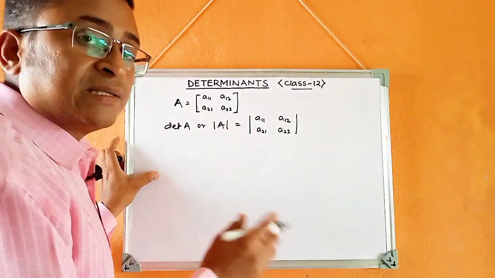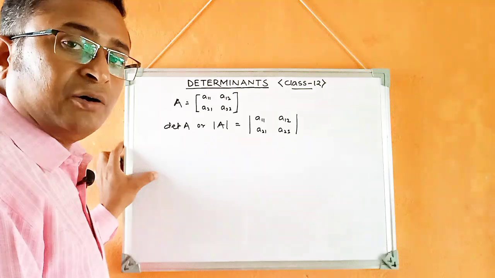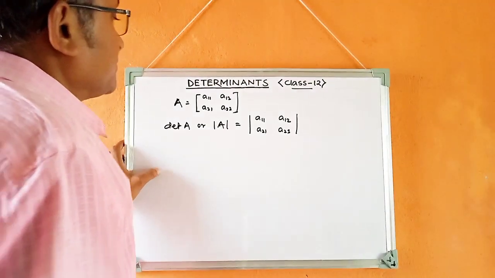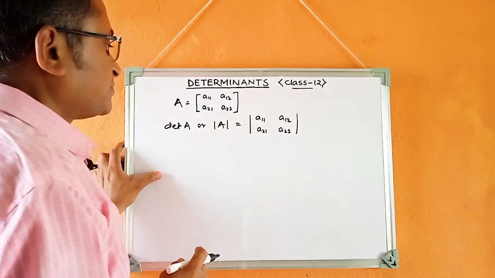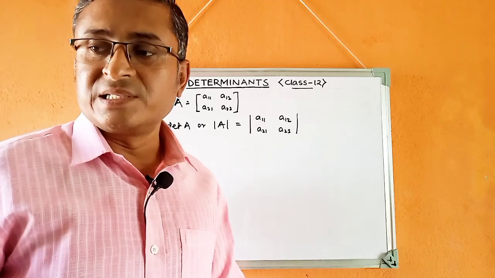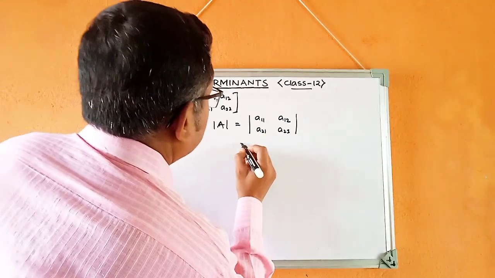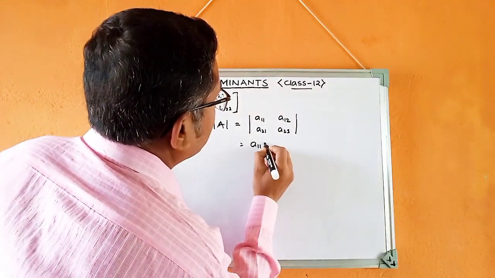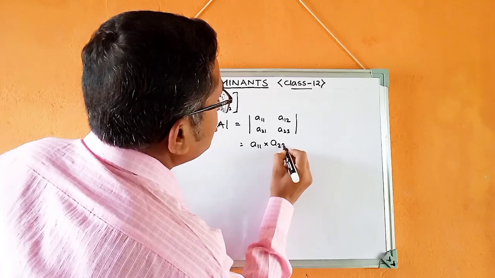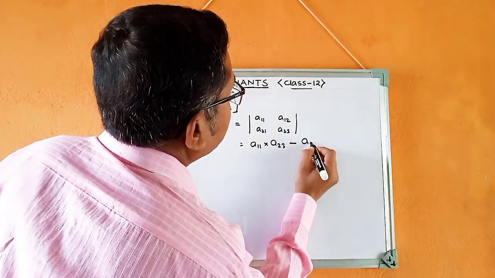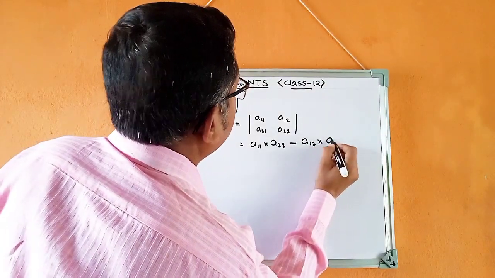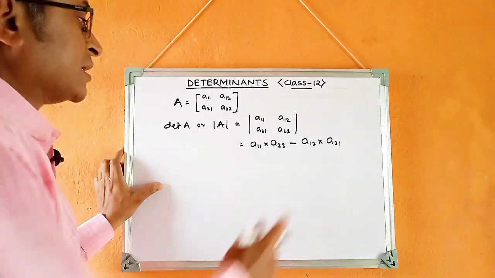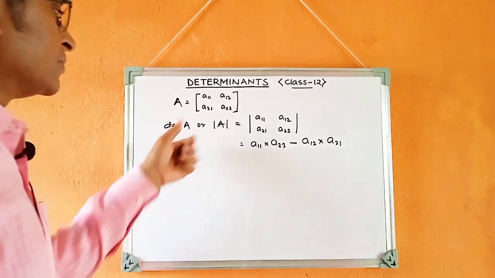Okay, already I discussed all the elements in my previous video. Now how to solve this determinant? See, it is A11 into A22 minus A12 into A21. Okay, after solving this we get the result of that determinant.